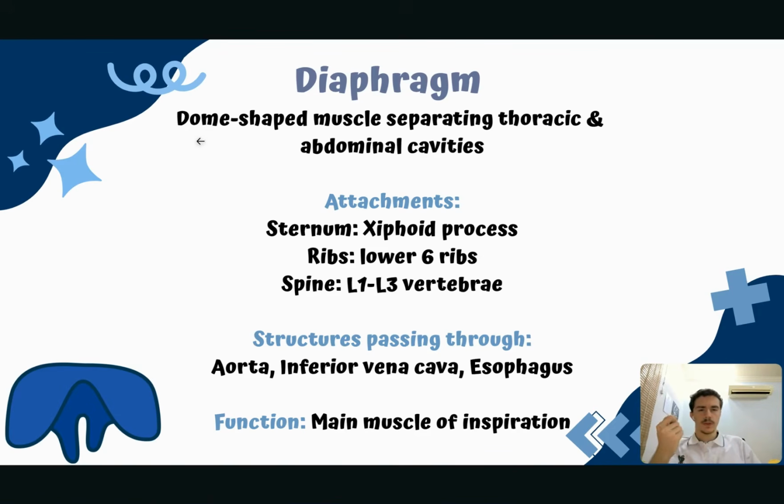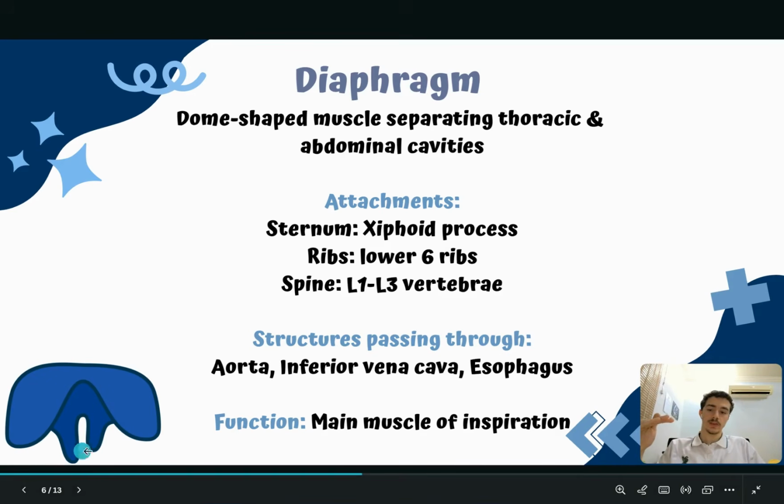Now we're going to talk about the diaphragm, which is a dome-shaped muscle separating the thoracic and abdominal cavities. It is dome-shaped, as you can see here, and it separates the thoracic cavity from the abdominal cavity below. So it's in the middle, and it plays a main role in inspiration. The function of it is to be the main muscle of inspiration.